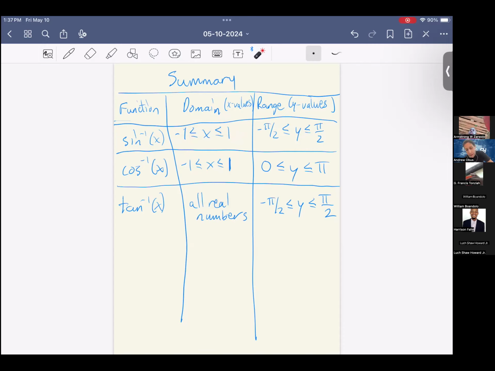And then the ranges are more set by convention. So we want to know, what angles do we need in order to get every possible sine, and in order to get every possible cosine, and in order to get every possible tangent? And the answer is, you need exactly these angles to get every possible sine, these angles to get every possible cosine, and these angles to get every possible tangent, right? Minus pi over 2 to pi over 2. Okay. All right, any questions here?